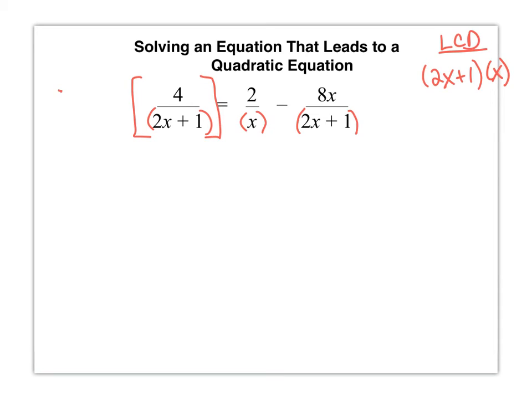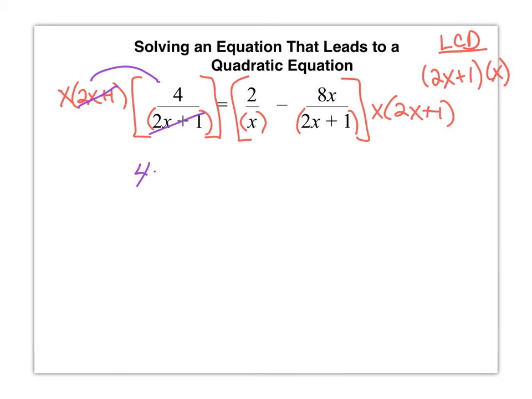I multiply the left side by x times the quantity 2x plus 1, and I multiply the right side by x times the quantity 2x plus 1. Using the distributive property and simplifying, when you distribute to the left side, the 2x plus 1s will divide out, and you'll be left with x times 4, or 4x on the left side. When you distribute on the right side, the first x will divide out, so you get 2 times the quantity 2x plus 1. And when you multiply the second fraction on the right, the 2x plus 1 factor will divide out, so you're multiplying by x. So you would get minus 8x squared.